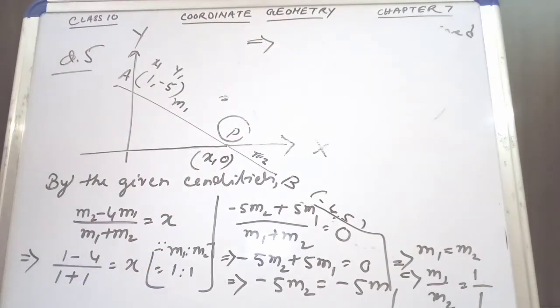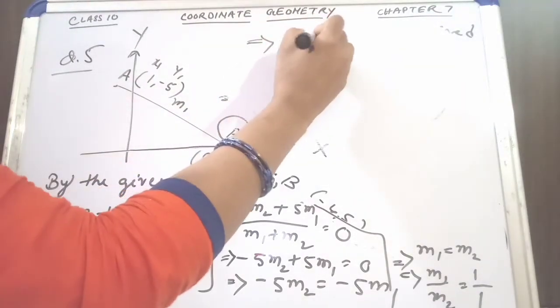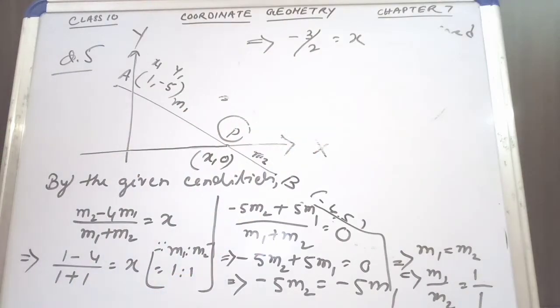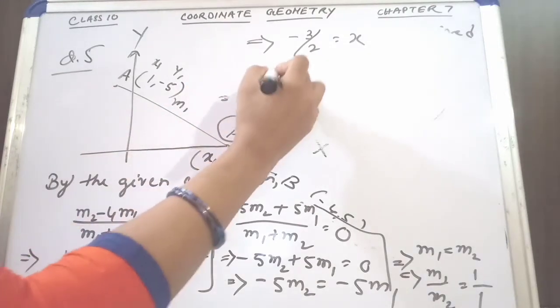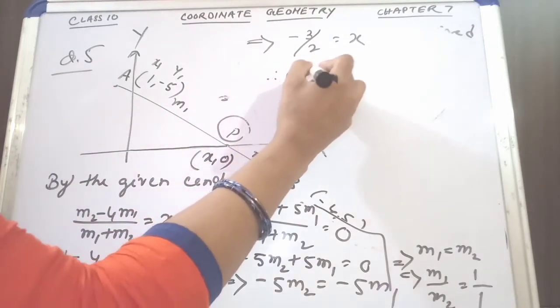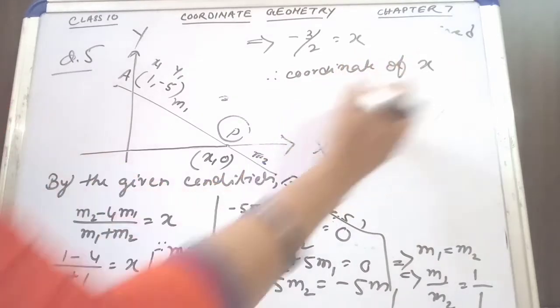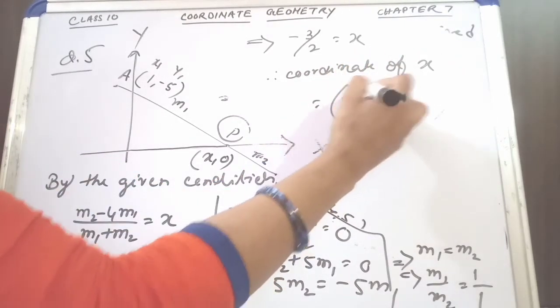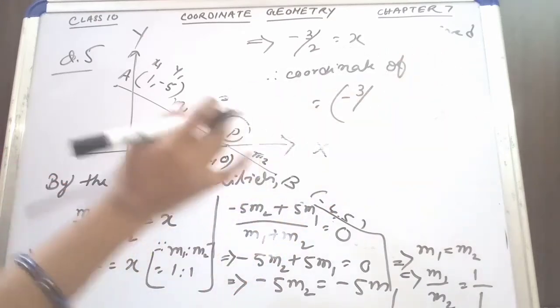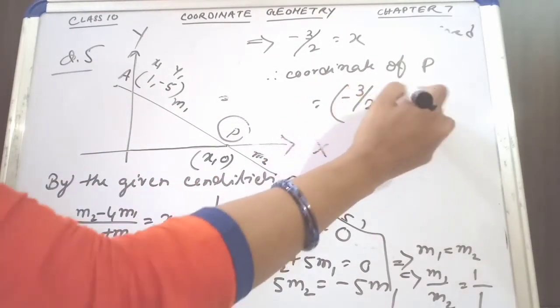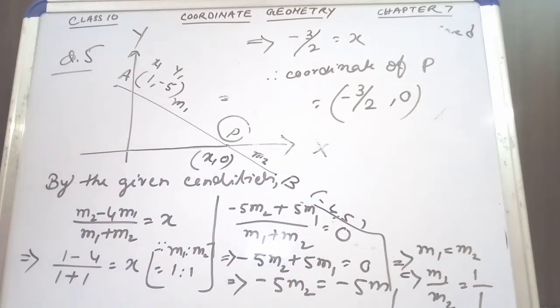This implies minus 3 upon 2 is equal to x. So what's the coordinate of x? The coordinate of P is equal to minus 3 by 2 comma 0. That's the answer.